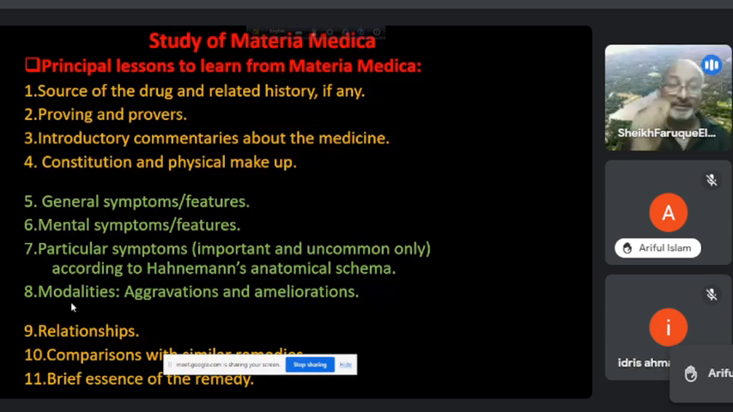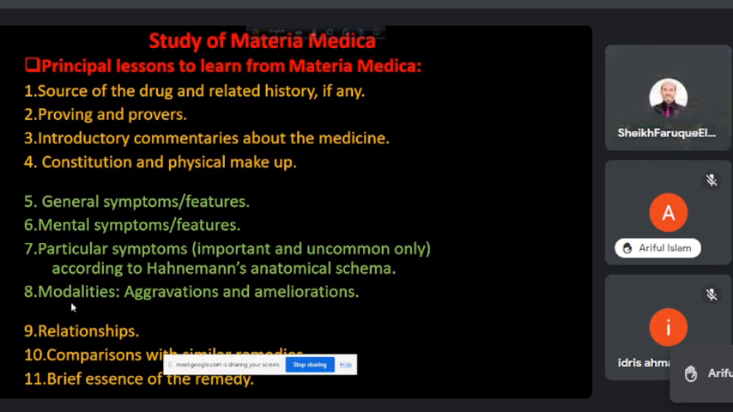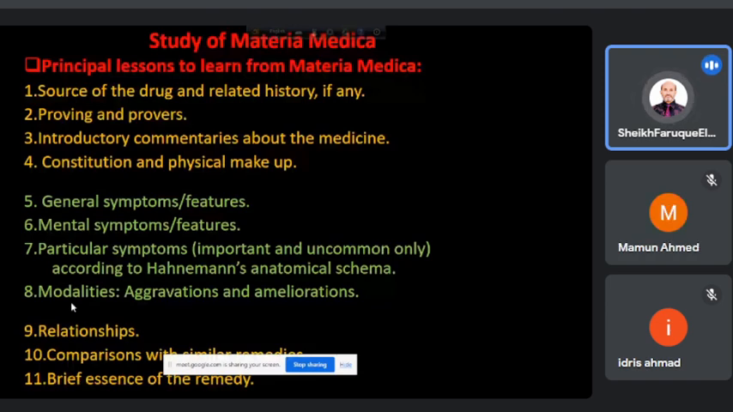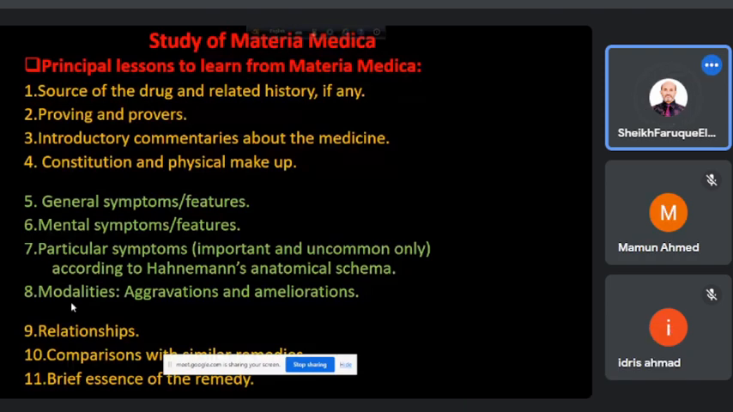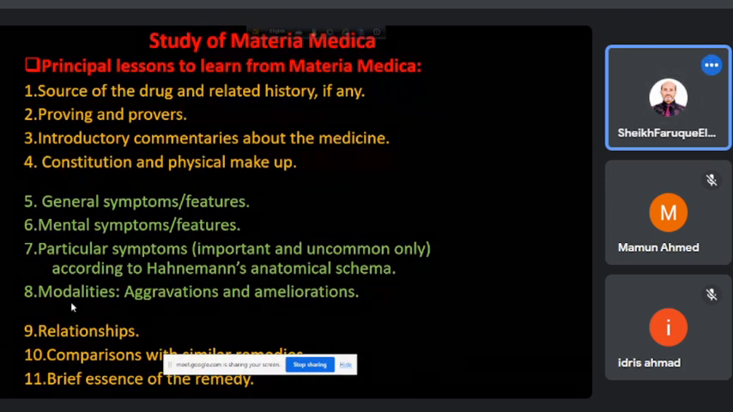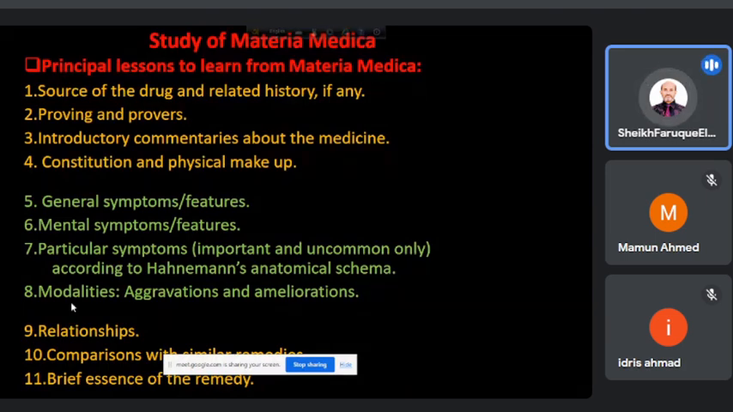But the inimical relationship is more important to learn. Why? You find Rhus tox and Apis had an inimical relationship. It means if you prescribe one, the other one should not be prescribed afterwards. In the second prescription, no. Then it will harm. Then Apis and Mercurius sol had an inimical relation. Then phosphorus and causticum have an inimical relation.